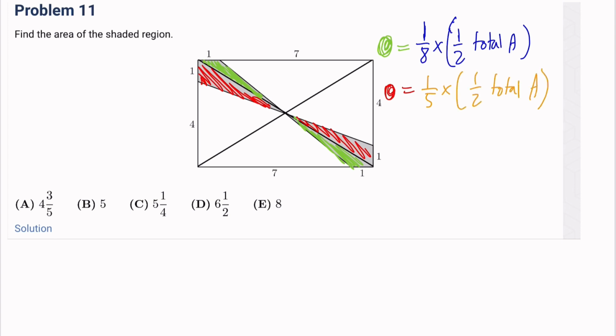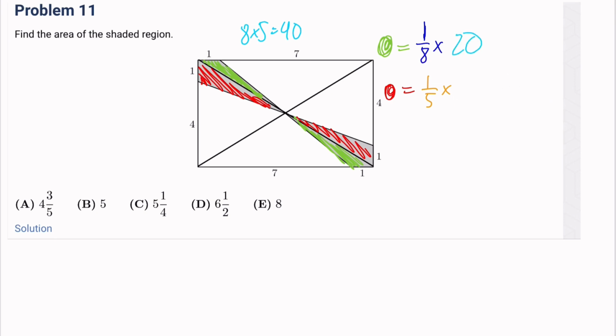And what we need is the total area. We see that this is 8 and this is 5. So the total area is 8 times 5 equals 40. And so these both become 20. 1/2 times 40 becomes 20. Here too, it becomes 20.